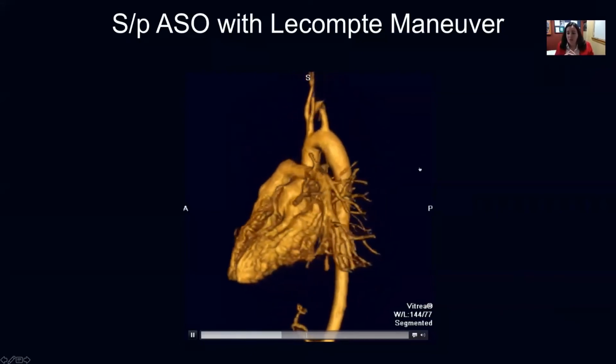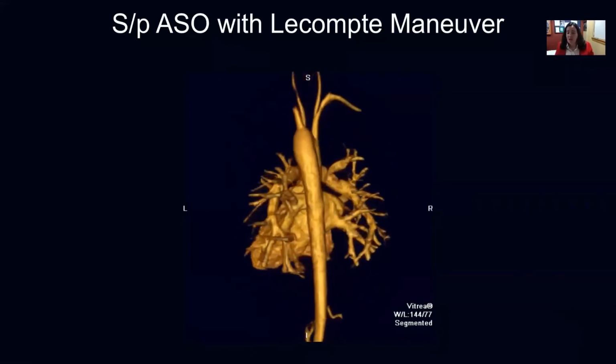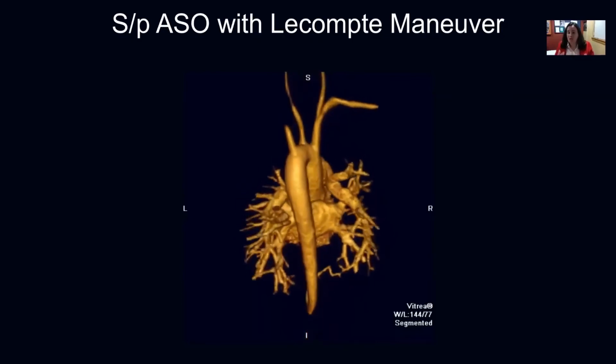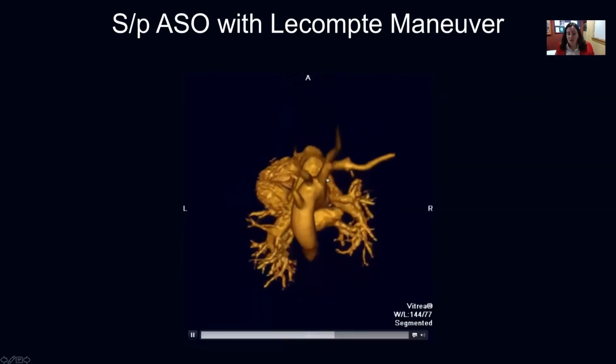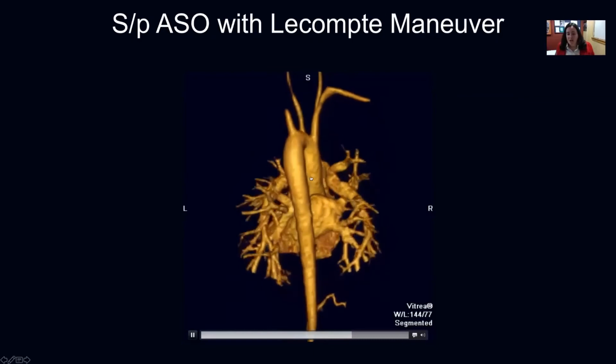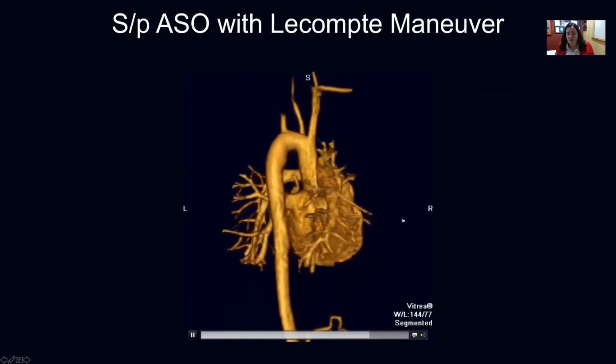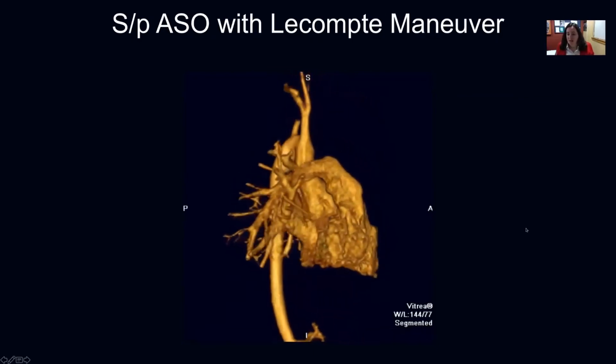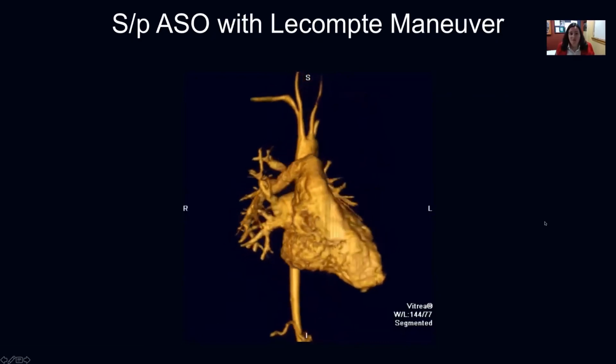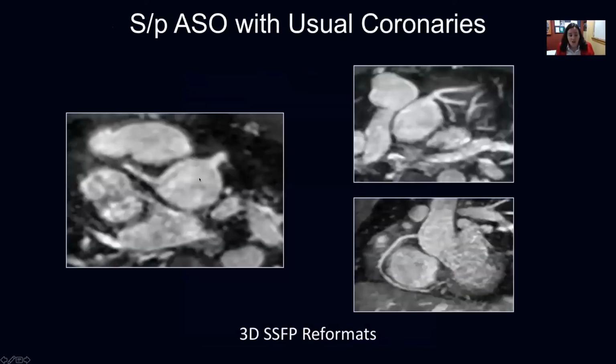Just again, to reiterate, this type of procedure now allows blue blood to correctly get to the lungs, which allows for the red blood to go to the body through the left ventricle, thus reestablishing the left ventricle as the systemic ventricle. And we again are always looking at the coronary artery origins. Here are just some reformatted images from a whole heart navigator sequence, looking at both the left and the right coronary arteries.